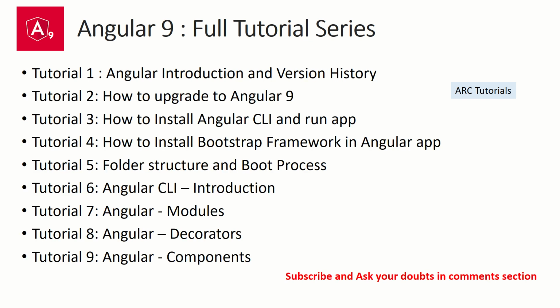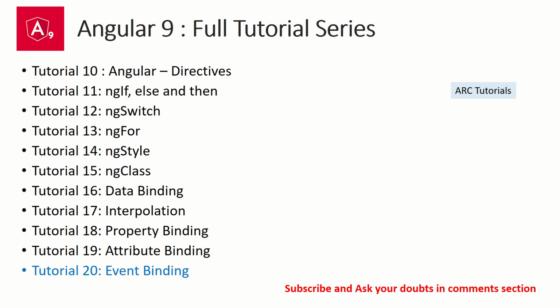So far in the Angular 9 full tutorial series, we have covered around 19-20 tutorials, right from basics of introduction to CLI, to modules, decorators, components, directives, ngDirectives which are ngIf, switch, for, style, class. We are continuing to learn on data binding. In the previous episodes, we learned about data binding, what's interpolation, what is property binding, how do we use attribute binding. In today's episode, we are focusing on event binding.